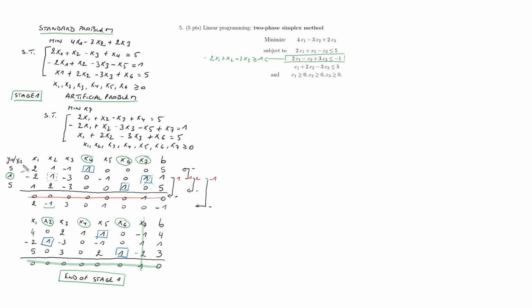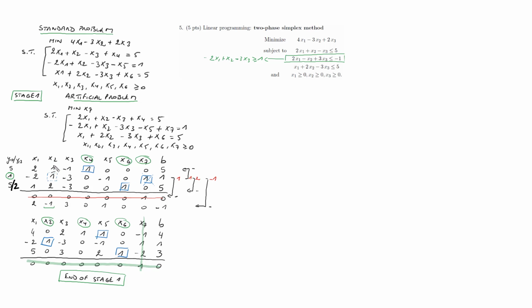For that, we compute this thing over here, which is really the column B, and then you divide by the corresponding element in column x2. 5 divided by 1, 5, 1 by 1, 1, 5 by 2 over here, it should be 5 over 2, right? So the smallest one that is positive is clearly this one over here. So we know that the variable that is going to leave the base is x7. So we know that the next tableau will be at the end of stage 1. This is our new pivot.